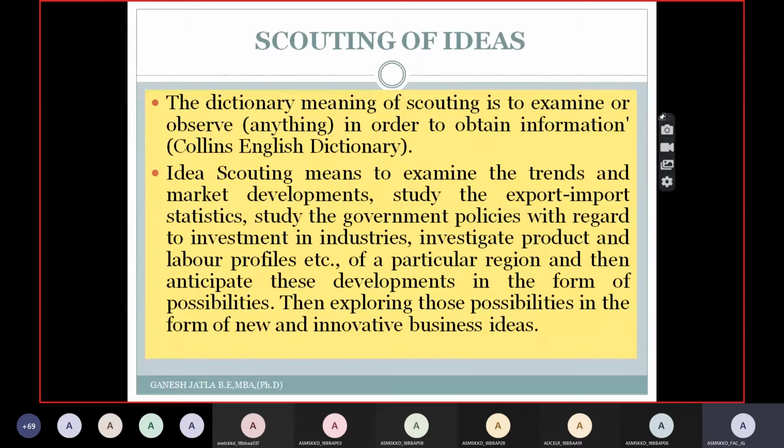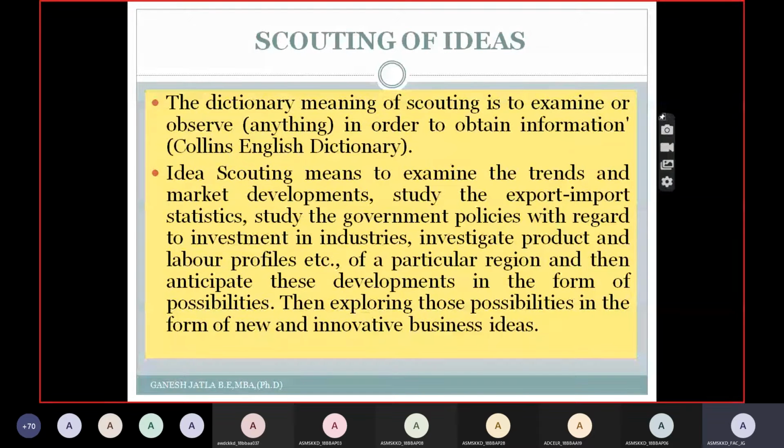But in reality, if you see how you get ideas, that is idea generation and how you get ideas, these two are interrelated. But as per your textbook, it is as given in the fifth step. So I am covering as per your textbook. So scouting of ideas. What do you mean by scouting? The dictionary meaning of scouting is to examine or observe anything in order to obtain information. So it is according to Collins dictionary.